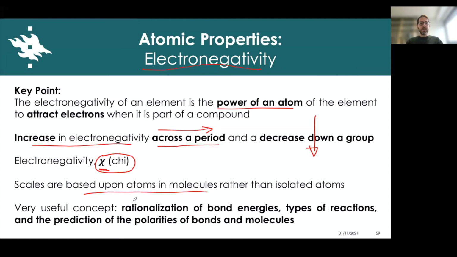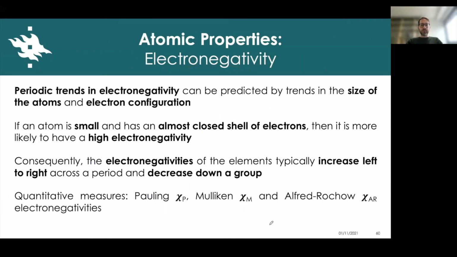And electronegativity actually is a very useful concept when we are trying to rationalize bond energies, types of reactions, prediction of the polarities of the bonds, and prediction of polarities of different molecules. So these periodic trends in electronegativity can be predicted by the trends in the size of the atoms and their electron configuration. So this is why size is so important. We saw that size was important for ionization energy, also electron affinity, and also now electronegativity.